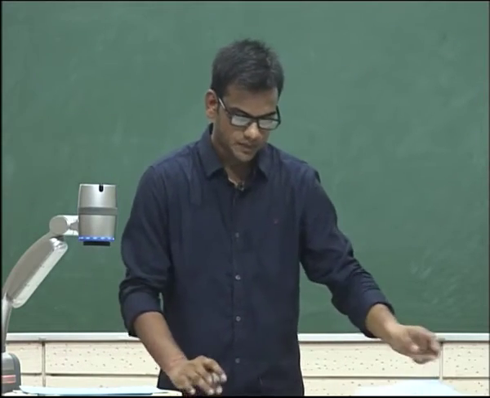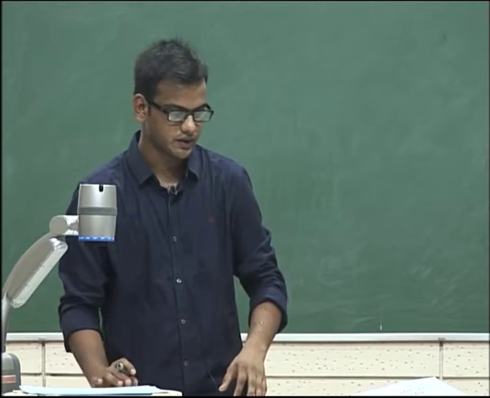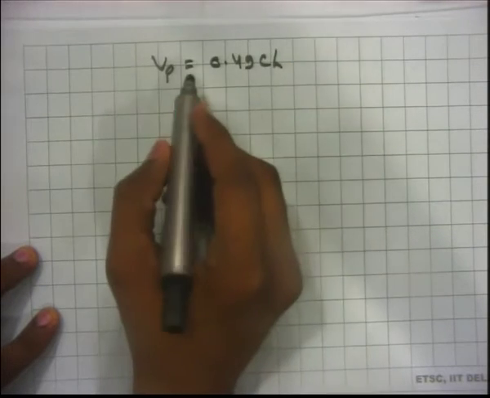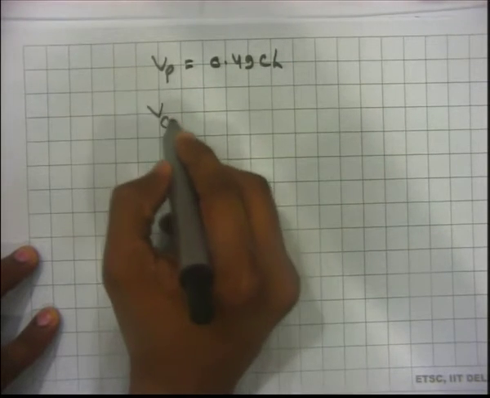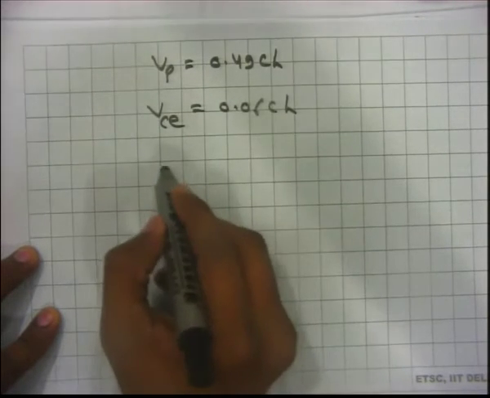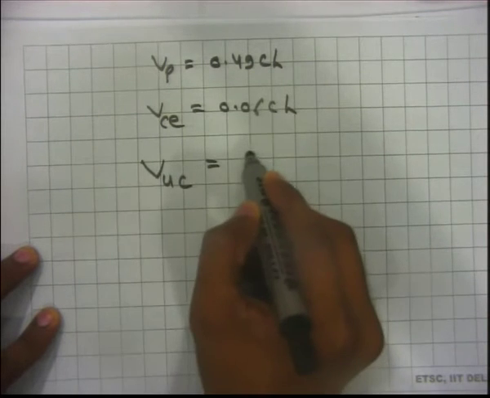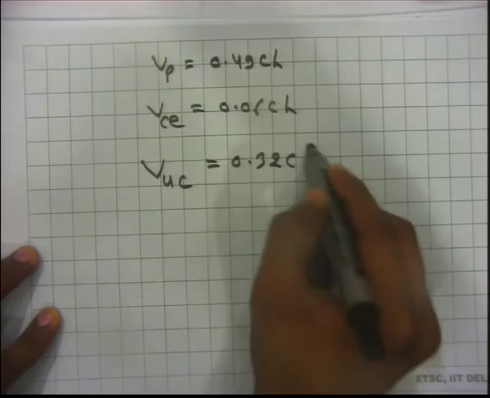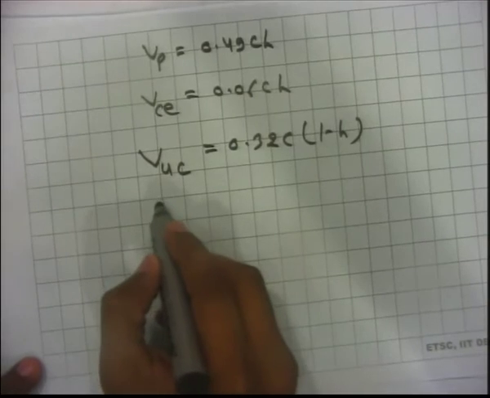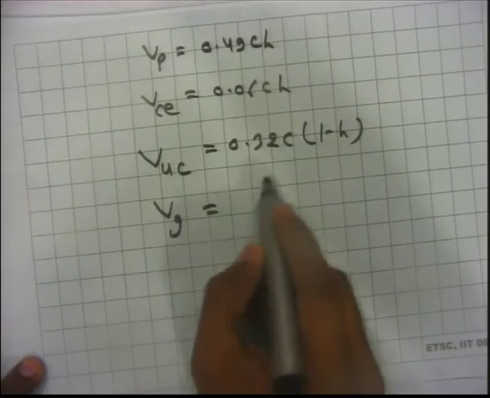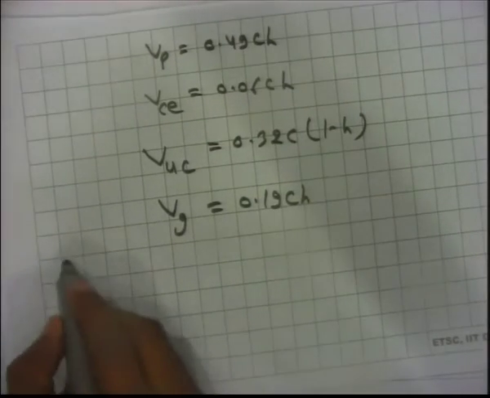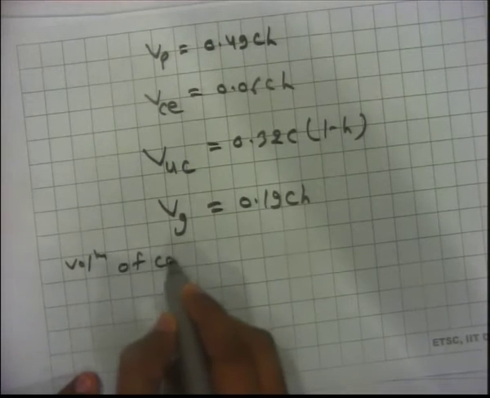So up to now we have seen four volume calculations. First is the volume of solid products, which came out to be 0.49 CH. Second, the volume of empty capillaries, which came out to be 0.06 CH. Third, the volume of unhydrated cement, which was 0.23 CH, 1 minus H. Fourth, we calculated the volume of gel pores, which came out to be 0.19 CH. Now the only phase remaining is the volume of capillary water.